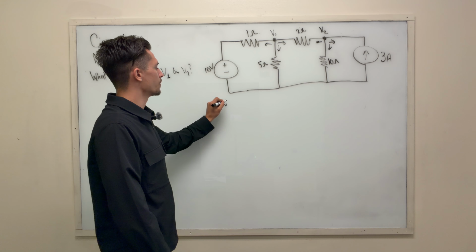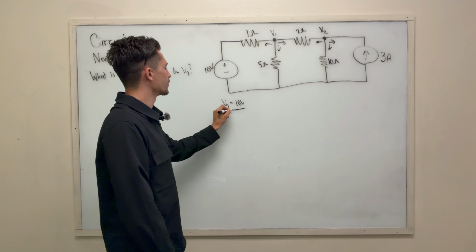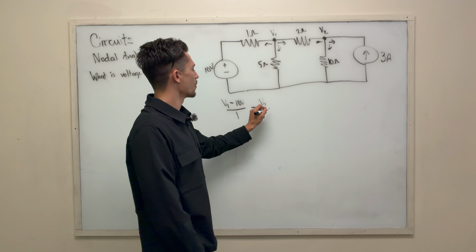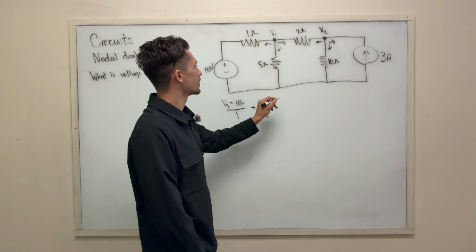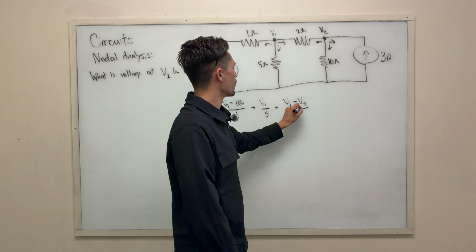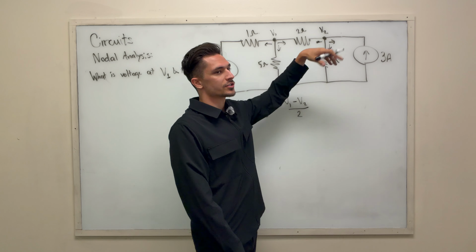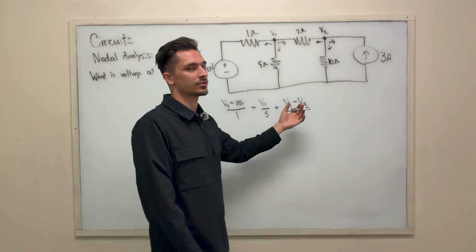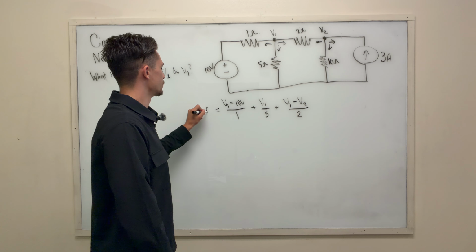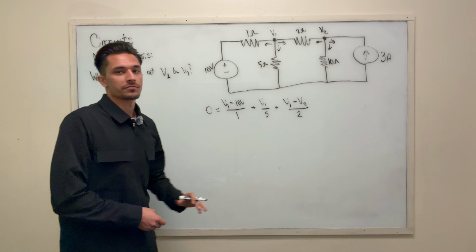So we're going to do V1 minus 10 volts here, divided by 1 ohm. And then over here, we have plus V1 over 5, and then plus V1 minus V2 over 2. So that's how we would do it in this case, right? We're just going to imagine V2 has a value already, but we don't know what that value is, so we're just going to leave it as V2, and then we're going to make this equal to 0. Okay?